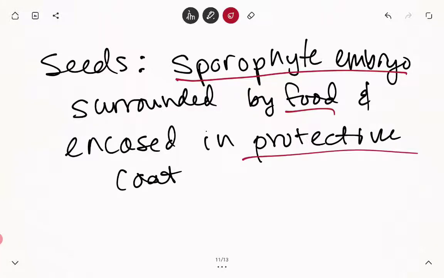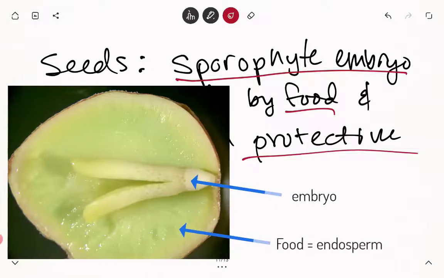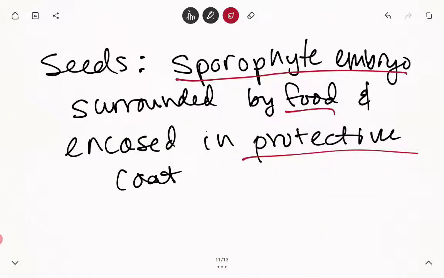Basically, these baby plant embryos are given a stash of food to get themselves started until they can produce their own leaves and start photosynthesizing on their own. They're given food to start that process off, and they're given a little bit of protection to keep them safe until environmental conditions are right for them to grow and start producing those leaves.